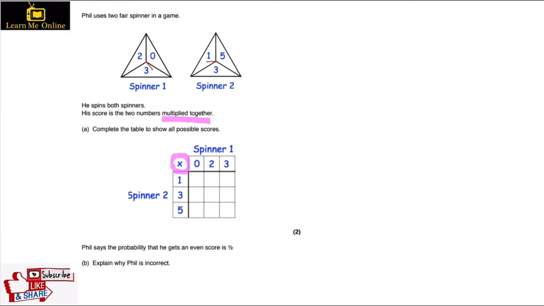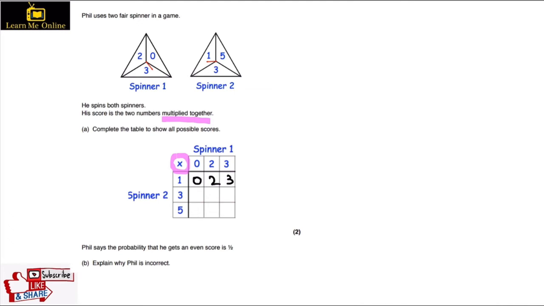It doesn't matter whether you multiply the spinner 1 number by the spinner 2 number or spinner 2 by spinner 1, multiplication always gives the same answer. So let's fill in the sample space now. 1 times 0 is 0. Then 1 times 2 is 2. 1 times 3 would be 3.